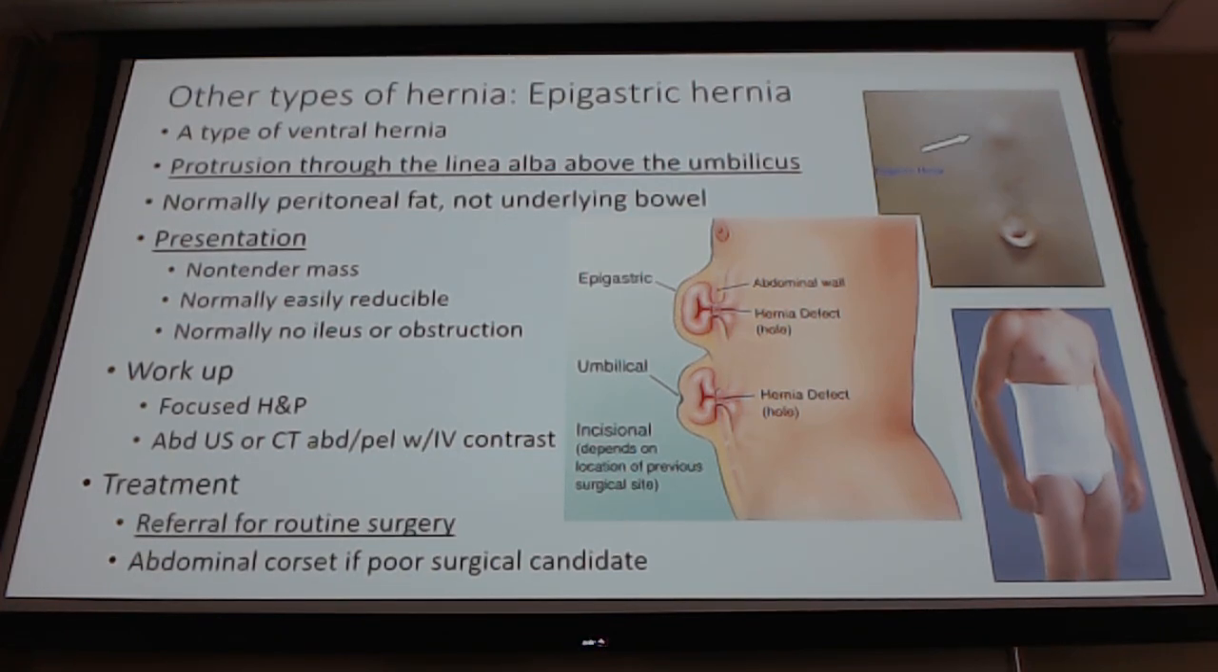But if they are a poor candidate for surgery, then we have these lovely abdominal binders. Think of it as a corset that kind of keeps everything in. They're not that comfortable. Corsets are not comfortable. These are elastic. It's going to itch and sweat underneath it, so a lot of times we have poor compliance because of that.